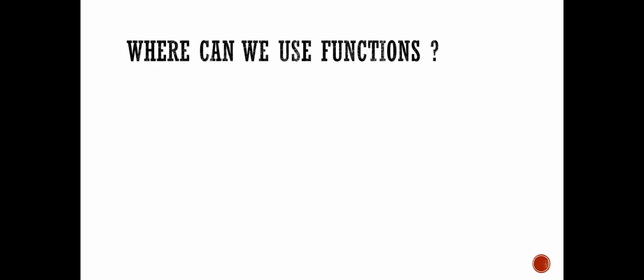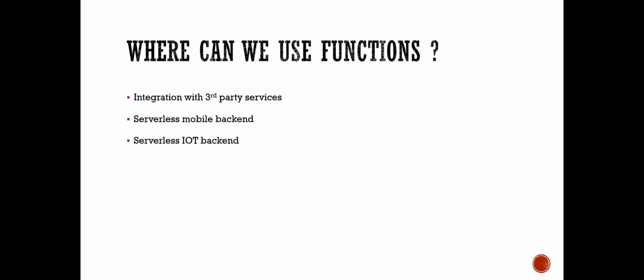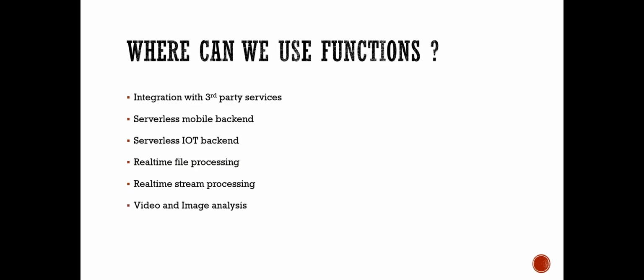Where can we use Cloud Functions in our own architectures? Well, Cloud Functions can be used to integrate with third-party services. It can also be used to implement serverless mobile and IoT backends. Not just this, Cloud Functions can also be used to implement real-time file and stream processing. By means of integration with other AI services by Google, we can also implement video and sentiment analysis using Cloud Functions, and many more other such uses.